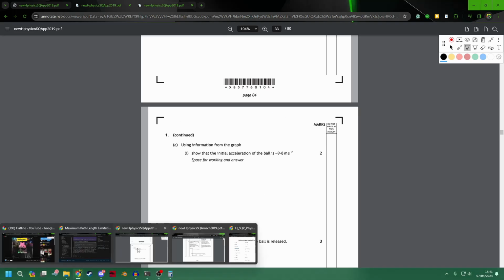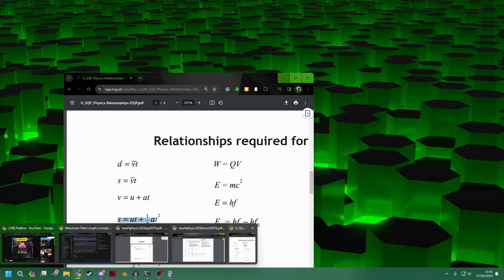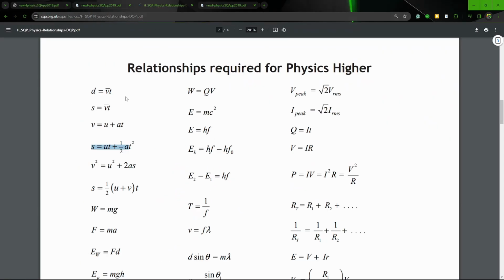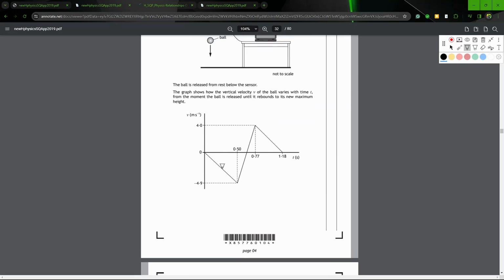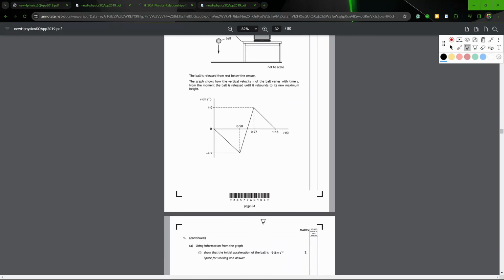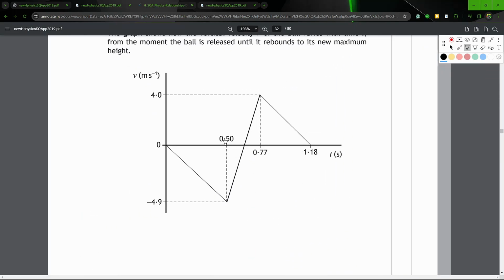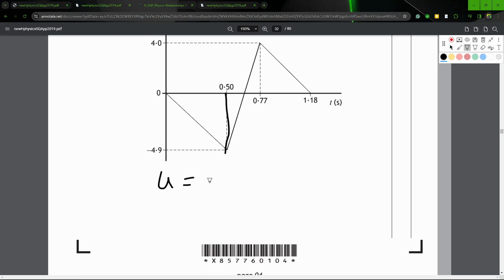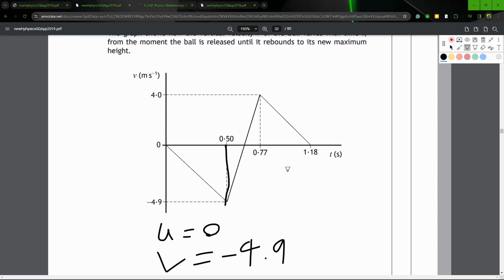Whenever you want to do this, it's always a good idea to have a look at the relationship sheet. What do we know here? It's just the initial acceleration, so we want to calculate essentially this bit. What we can write down is the initial velocity, that's going to be 0. It starts at the origin, it's nothing. Then its final velocity, that's minus 4.9. And then the time would be 0.5.